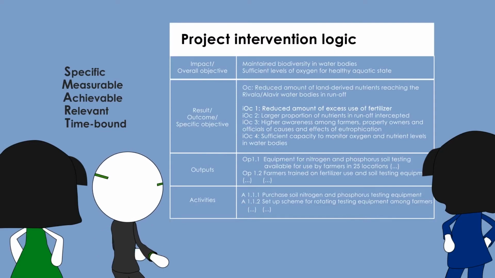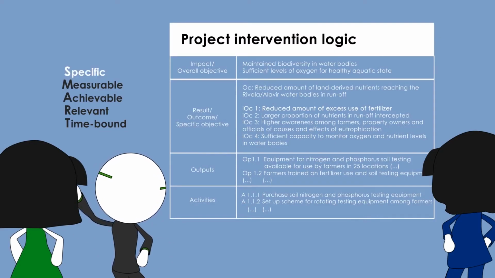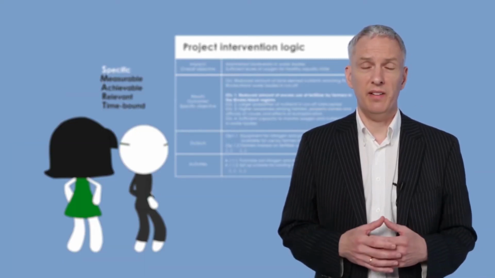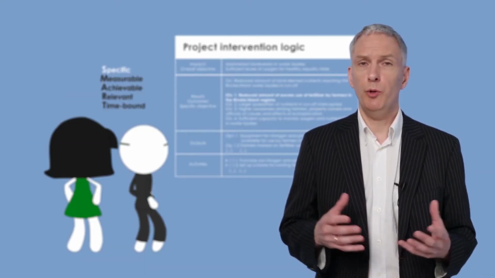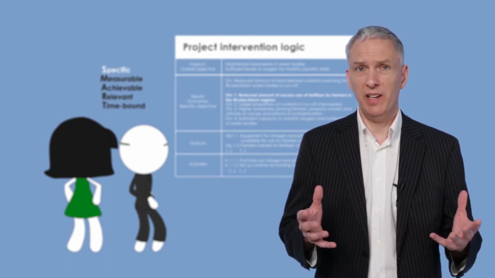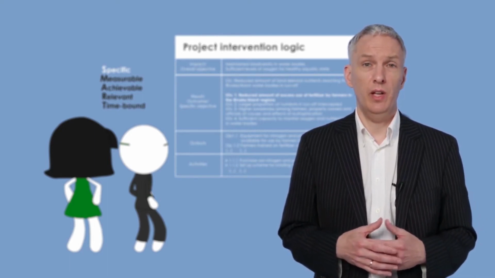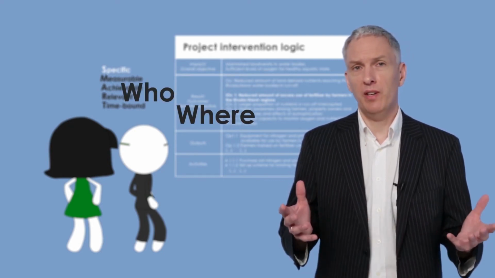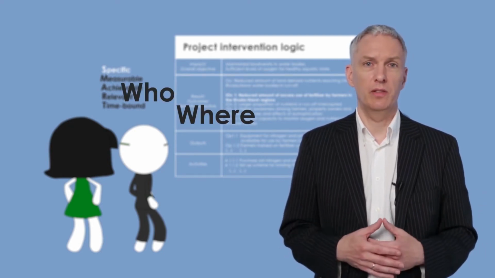Well, let's take the reduced amount of excess use of fertiliser. Is it specific enough? I guess we could add by farmers and in the Rivala-Alavia regions. Should we specify what kind of fertiliser? The main thing is that assessors, for example, will not be confused as to what exactly you are talking about. So who and where is useful, but the type of fertilizer may not matter that much.